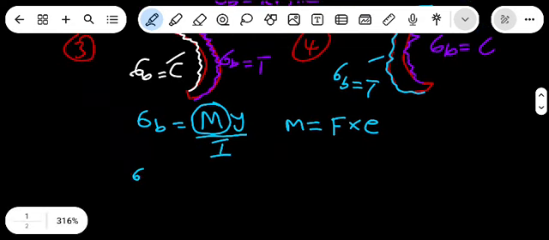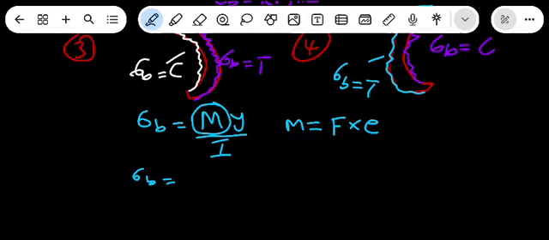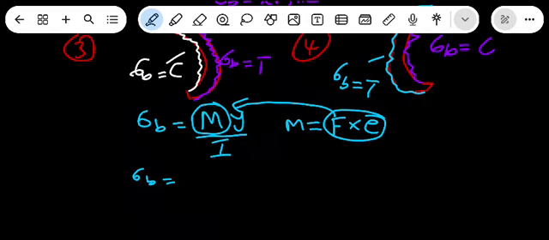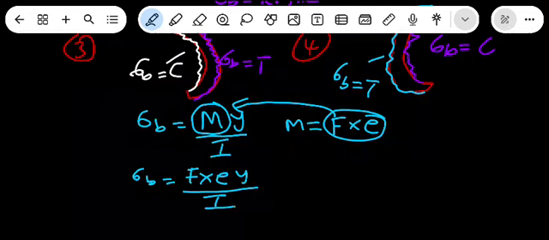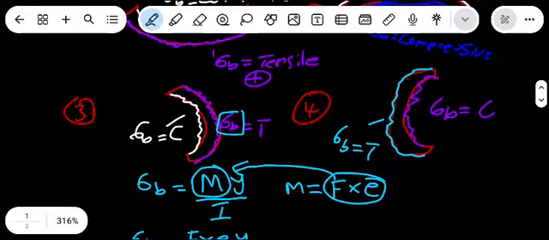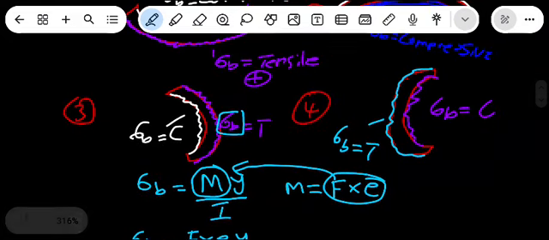So the bending stress is simply what? You can substitute this back if you want. It's force multiplied by the eccentric distance multiplied by y, divided by the second moment of inertia, or the moment of inertia. This is a bending stress. It's only this bending stress.